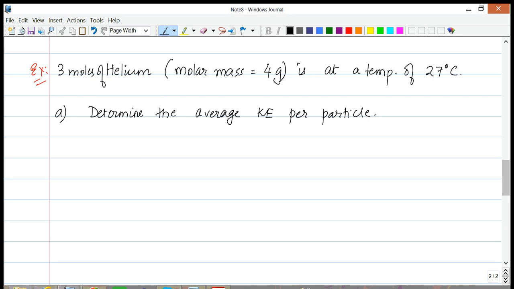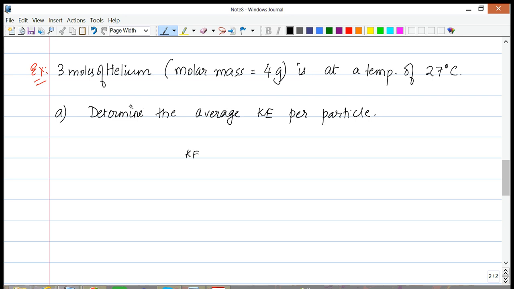Okay, so in this problem we'll apply all the concepts that we learned in the previous video. You're given 3 moles of a helium gas. The molar mass is 4 grams and it's at a temperature of 27 degrees Celsius. Now the first question is, determine the average kinetic energy per particle.